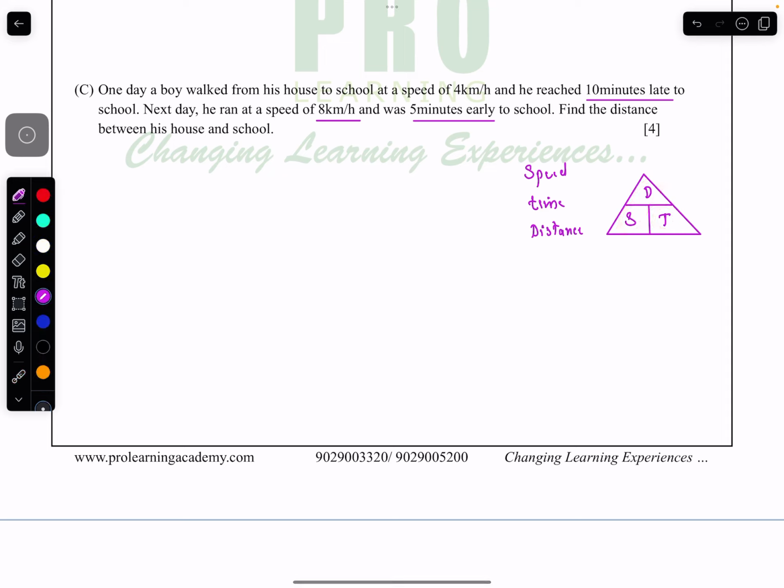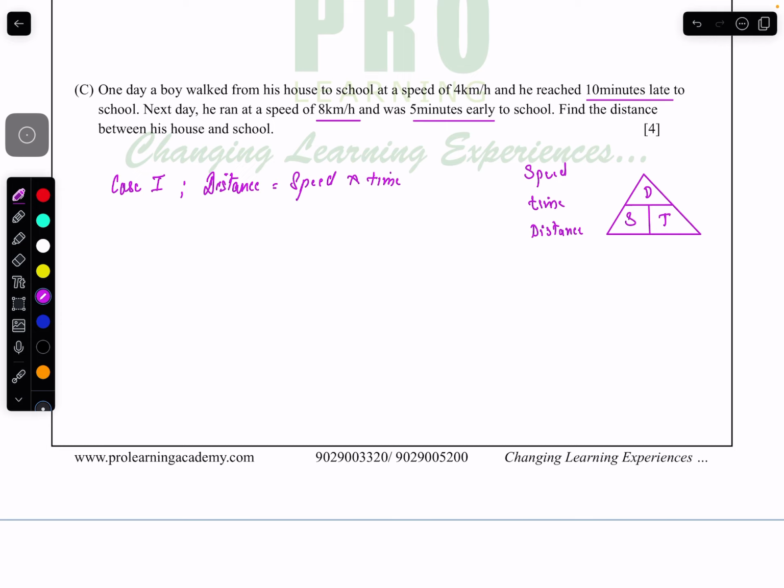So here in this case, it's the same distance. Distance from the house to the school has not changed. In both scenarios, the distance remains the same. So we will talk about distance in scenario 1. So in our case 1, we are talking about the distance. Our distance is speed into time.